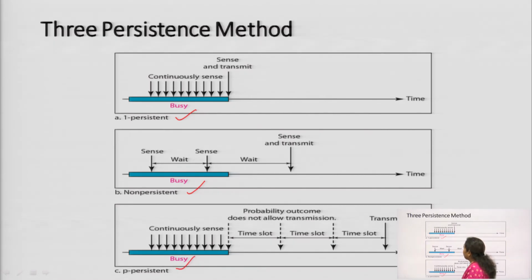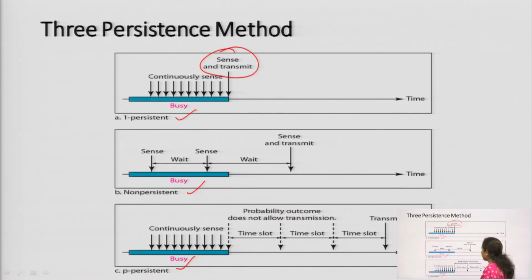In the case of the one-persistent method, if you can see, it is continuously sensing the carrier, continuously sensing the channel, and then it will transmit the data. Sense and transmit the data. It will not wait; it will continuously sense whether the channel is free or not, and then it will transmit the data.